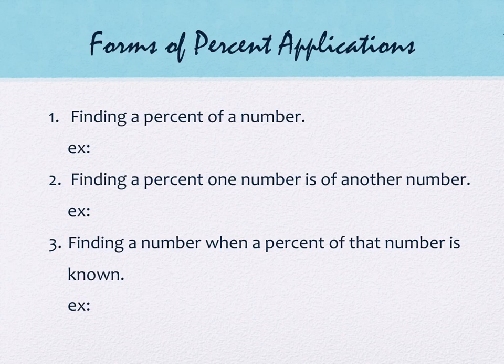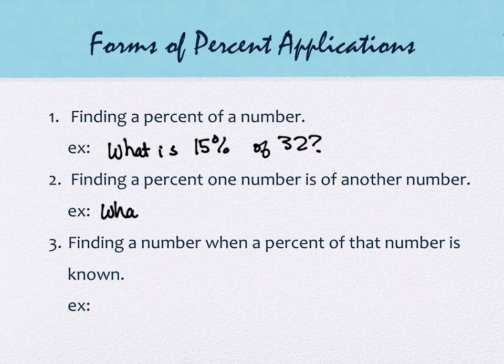Okay, so let me just write out a description of how the question would generally be asked in each one of those categories. They won't have a lot of context to them, but it'll give you some sense of the sentence structure of how that looks. So if you're doing the first one, finding a percent of a number, it would say something like this: What is 15% of 32? The second one, a percent one number is of another number, would look something like this. What percent, we wouldn't usually see it written in symbols, but I'm going to shorthand it, of 47 is 12?